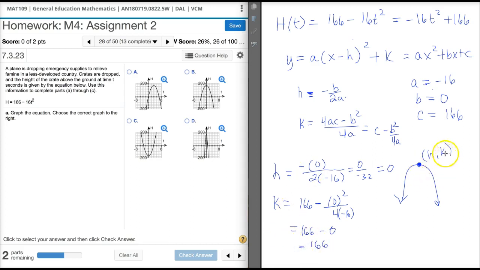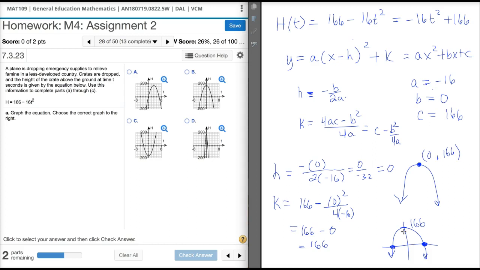So we know that this point right here is going to be the point (0, 166). So if I'm looking at this, I know that my graph in general is going to have to look something like this. Okay. The question now is, what are these points? And we can find out those by finding the X-intercepts for this particular function.